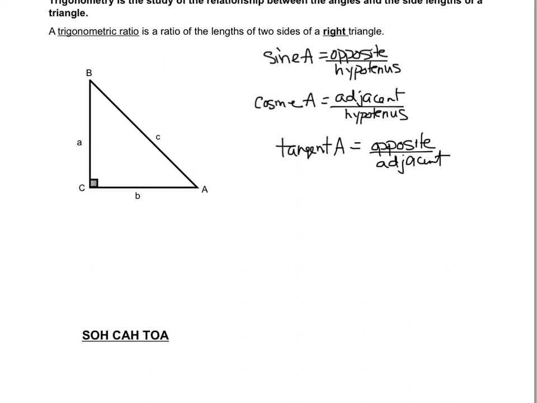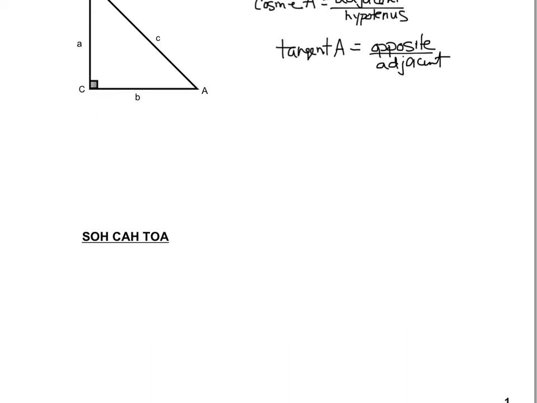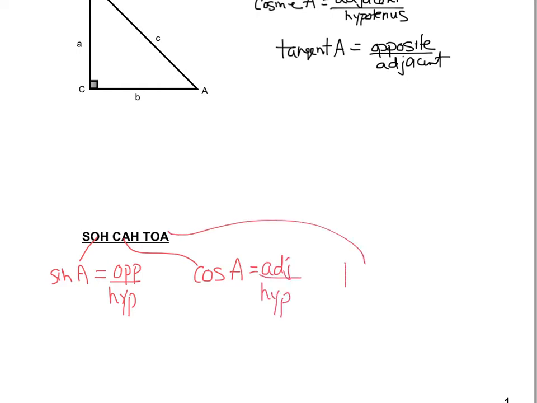So our mnemonic device to remember our trigonometric ratios is SOHCAHTOA. So if you can remember this word here, then you can remember the trigonometric ratios. So SOH, S-O-H, that means sine of angle A, so S is an abbreviation for sine, is equal to opposite over hypotenuse. And then the CAH part, cosine of angle A, or whatever angle we're working with, is adjacent over hypotenuse. And the last one, TOA, tan or tangent of angle A, is equal to opposite over adjacent.